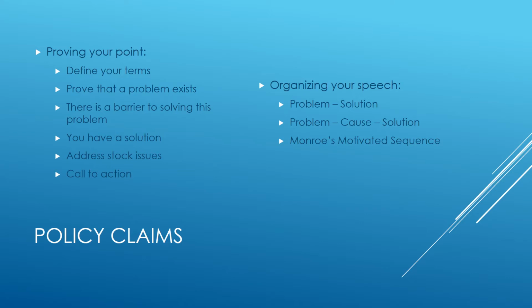But the best way for a policy claim to organize your speech is going to be with a problem solution outline, a problem cause solution outline, or with Monroe's motivated sequence, which is a very fancy title.